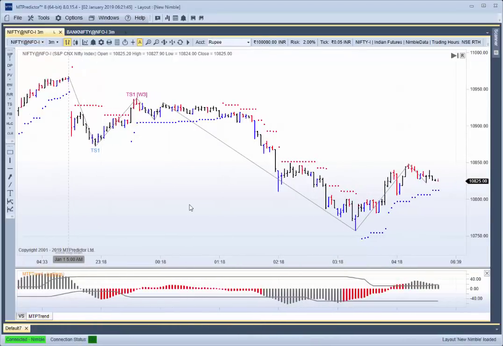Right, let's have a look at a 3-minute chart of the Nifty. This is an index over there in India, and have a look at our W3 or Wave 3 trade setup that unfolded earlier today, which is the 2nd of January 2019.